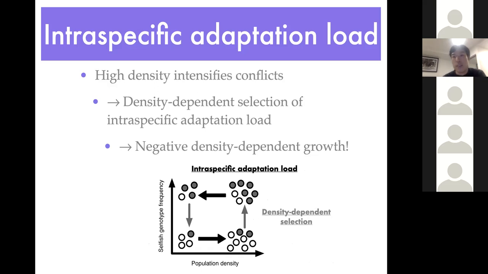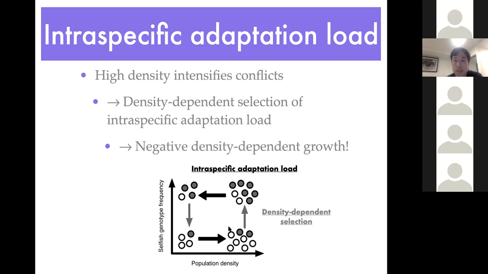And this load can decrease the density, which means there should be a feedback between the population densities and that kind of selfish traits. So if we plot the population density versus selfish genotype frequency, higher population density should prefer the evolution of selfish traits, but lower population density should prefer the cooperative, less selfish traits evolution. This is density-dependent selection. And then the black arrows indicate the intraspecific adaptation load. When the selfish genotypes are not so common in a population, then the population density can increase, but when there are many selfish genotypes, the density can decrease. And this results in a cyclic feedback.